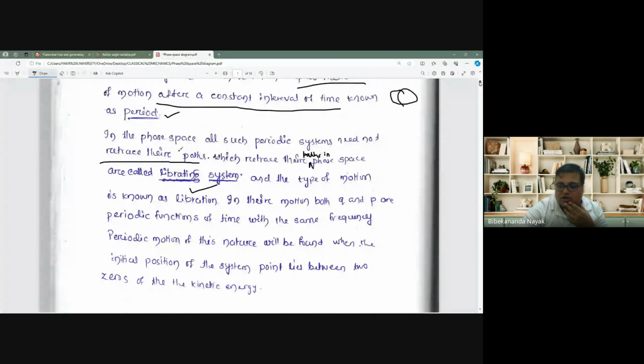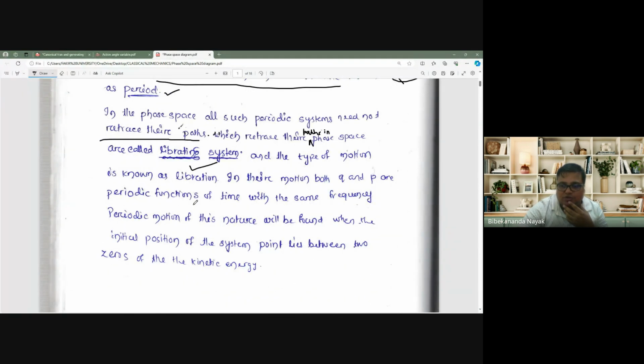In libration, both q and p are periodic functions of time with the same frequency, and periodic motion of this nature will be found when the initial position of the system point lies between two zeros of the kinetic energy. Suppose the simple harmonic or simple pendulum case: this type of motion exactly retraces its path. So when you draw it in phase space, it will be a closed path.